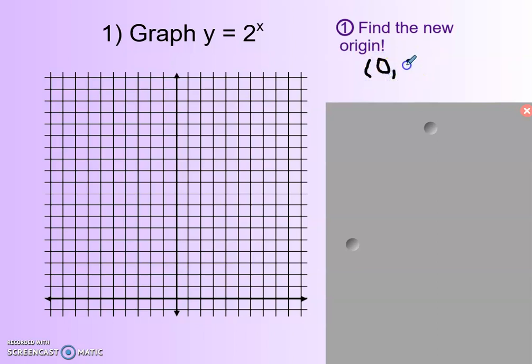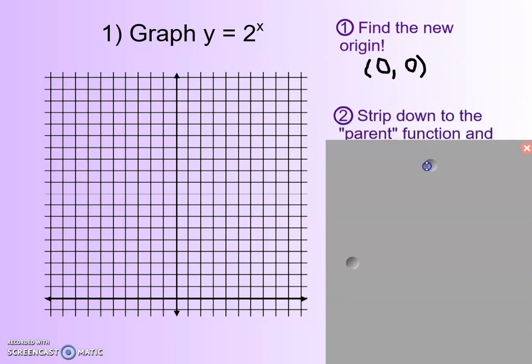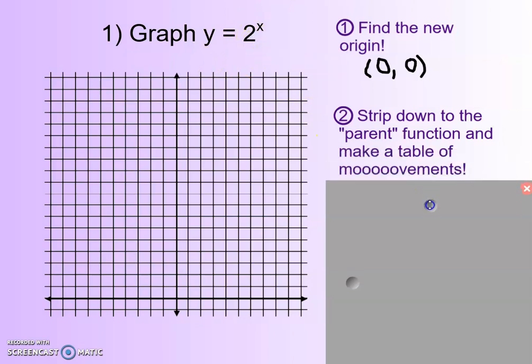It seems that I'm not very good at writing with my mouse. Okay, so that's where all of my movements are going to take place. They're going to take place from 0, 0. And I just said movements, which means you now know what the second step is. We strip down the parent function. We take away anything that we're adding, subtracting, any extra scalars that we're multiplying by, and we make a table of movements from that origin that we just found.